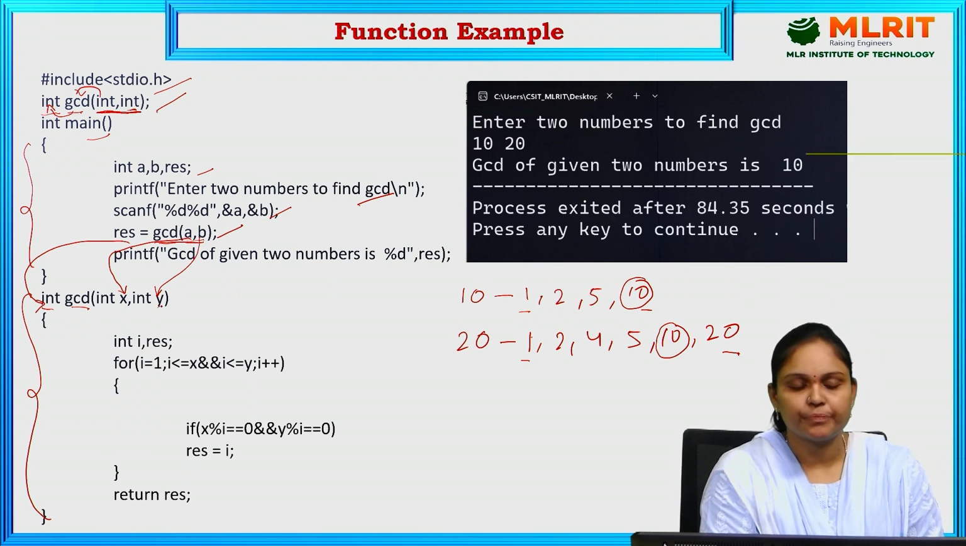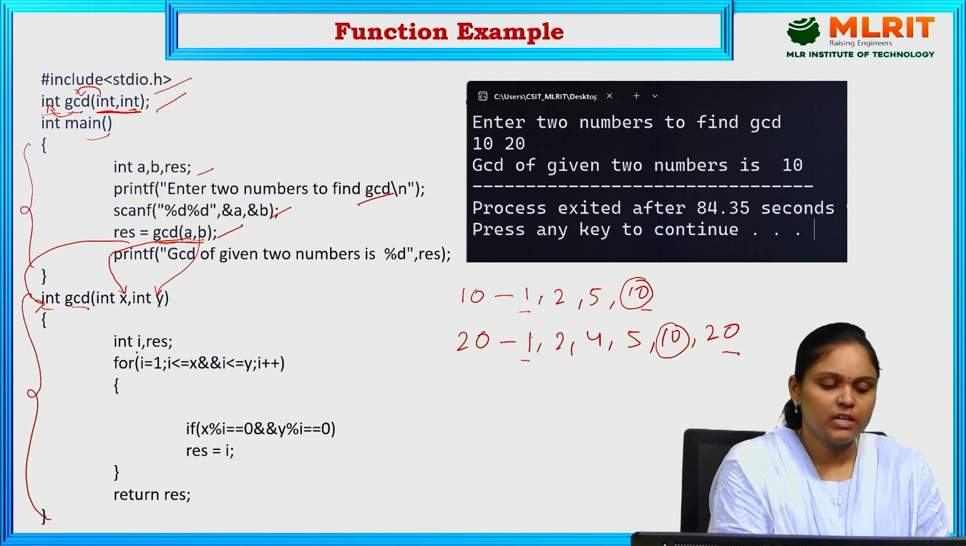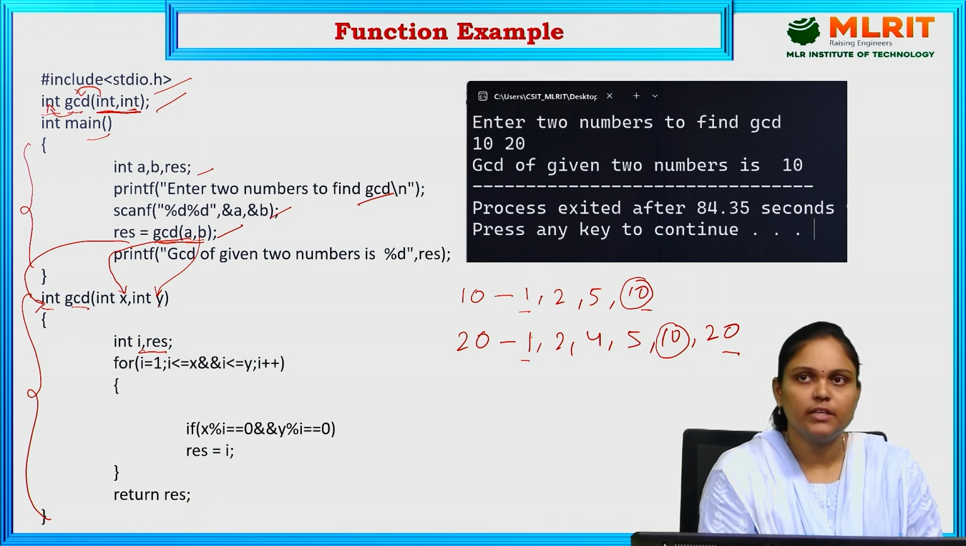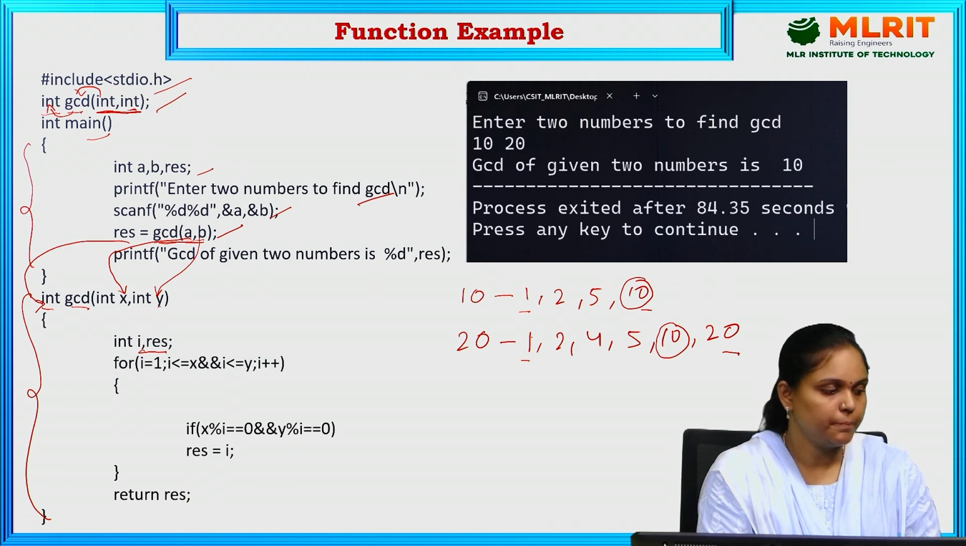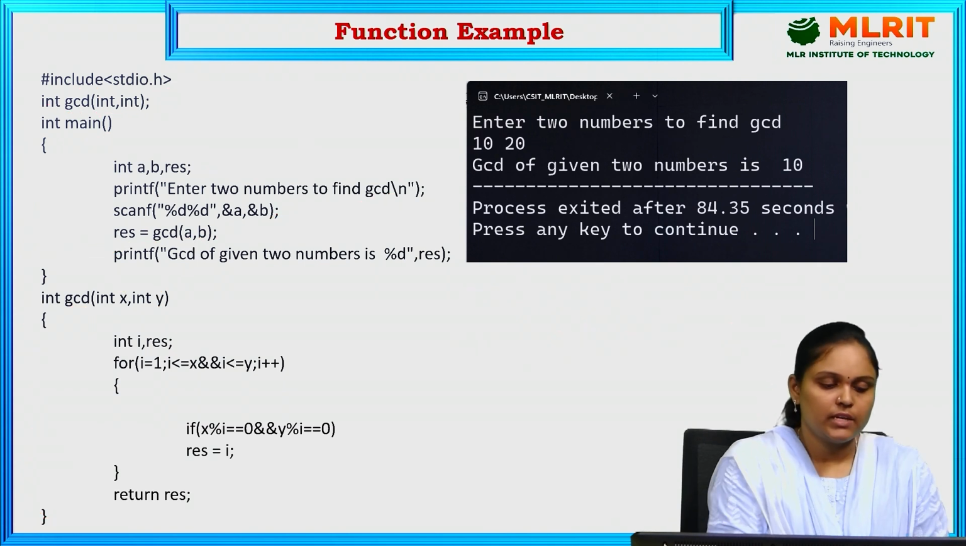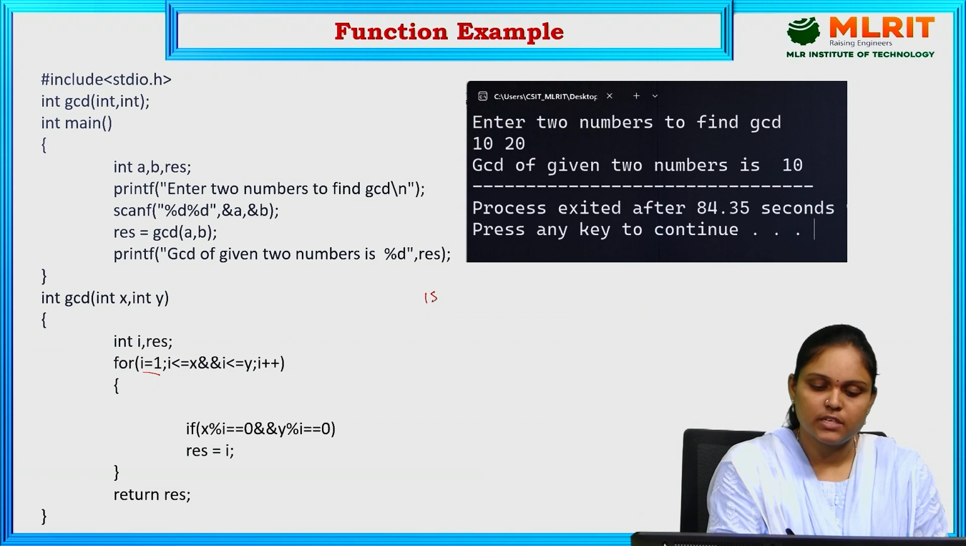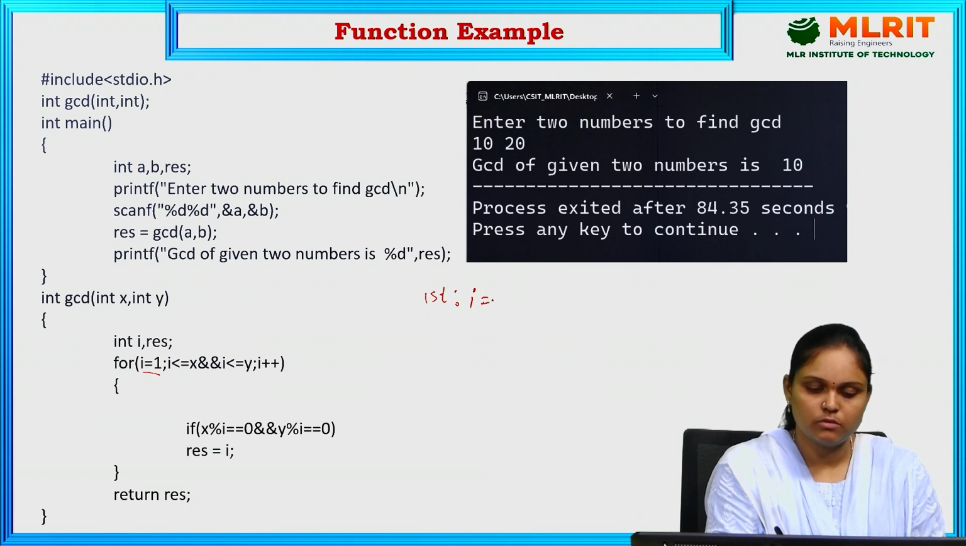And next, we are taking two variables, I and result. I we are using in the for loop, and in result we are storing the GCD value. And next, in the first iteration, we are giving I is equal to 1. So in the first iteration, I is equal to 1 and I less than or equal to x.